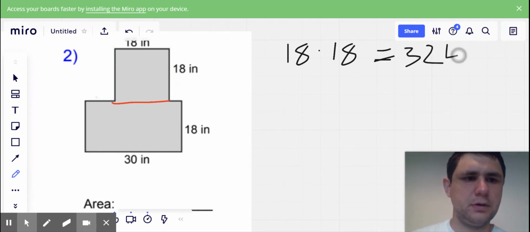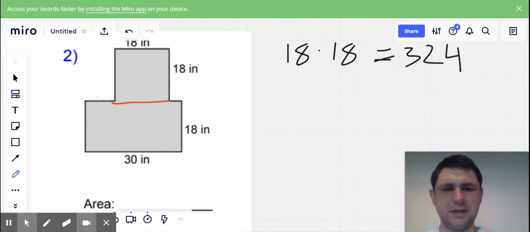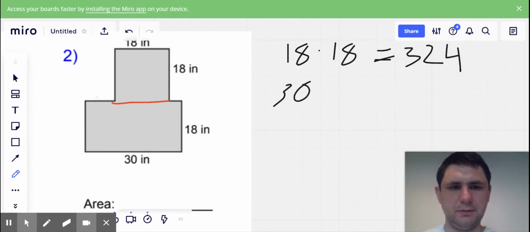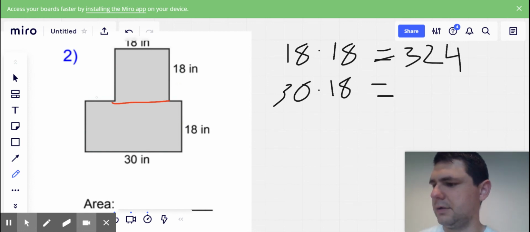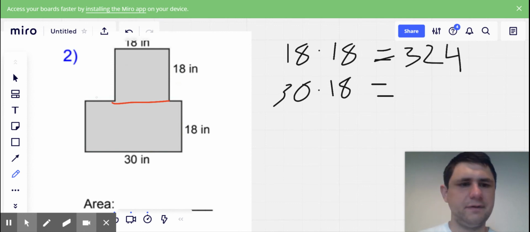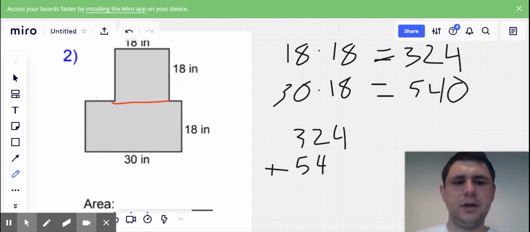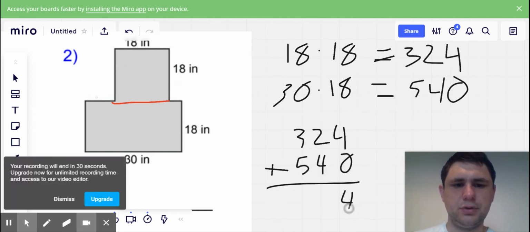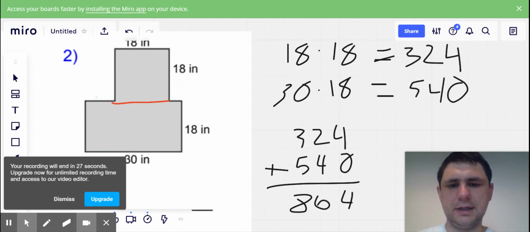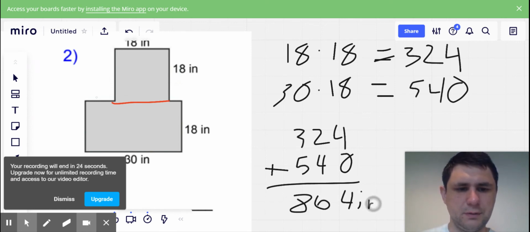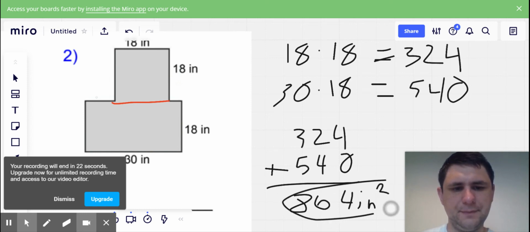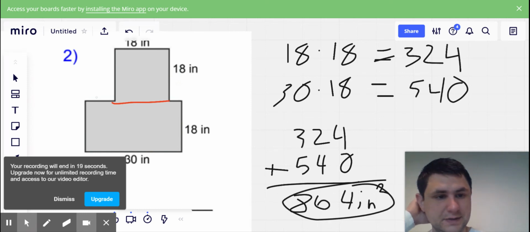324. All right, and then this last one has a base of 30. That's a really bad 30, but we're going to go with it. Times 18, and then so 30 times 18 is 540. Okay, so we've got 324 plus 540, which gives us 864 square inches. All right, so 864 square inches is our answer for that one.